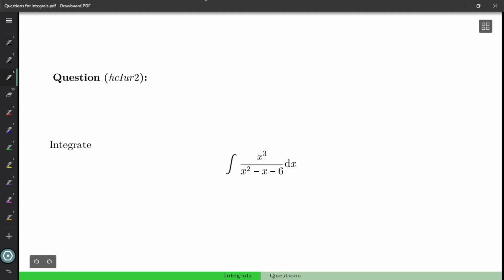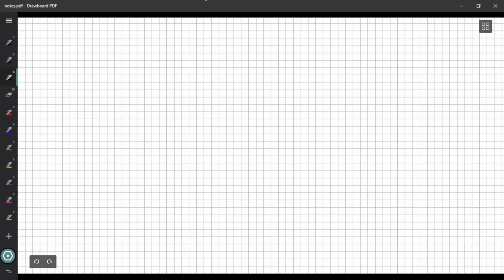Integrate x cubed over x squared minus x minus 6. Alright, so we've got a rational polynomial. We know how to integrate these with partial fractions. However, the degree on top is bigger than the degree on bottom, so first we're going to do a polynomial long division. Okay, so we set up our long division.